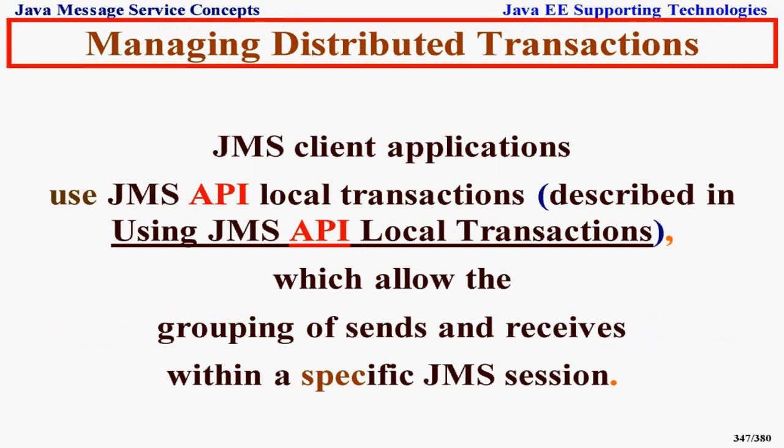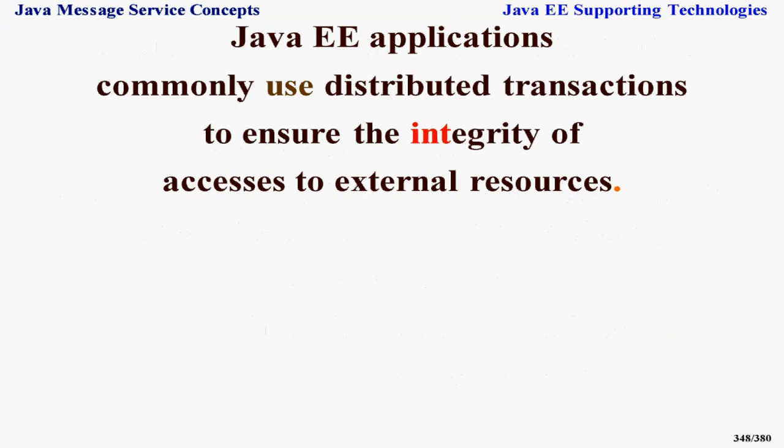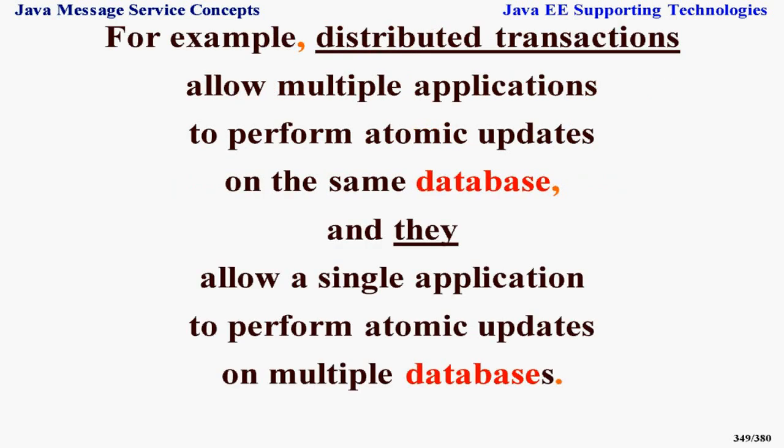Managing distributed transactions. JMS client applications use JMS API local transactions, described in Using JMS API Local Transactions, which allow the grouping of sends and receives within a specific JMS session. Java EE applications commonly use distributed transactions to ensure the integrity of accesses to external resources. For example, distributed transactions allow multiple applications to perform atomic updates on the same database, and they allow a single application to perform atomic updates on multiple databases.